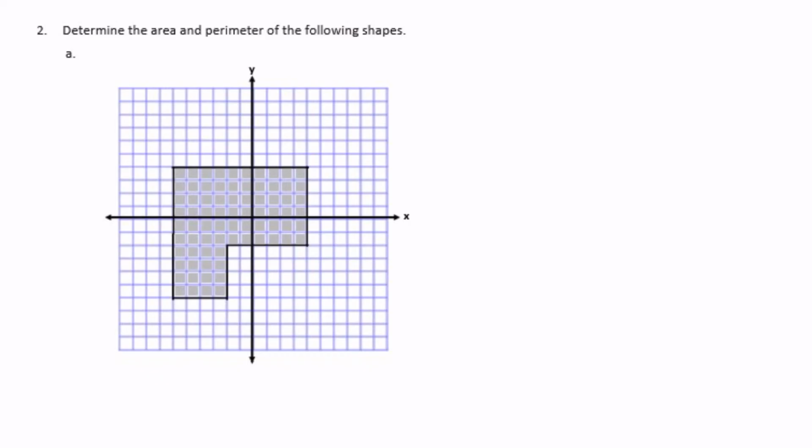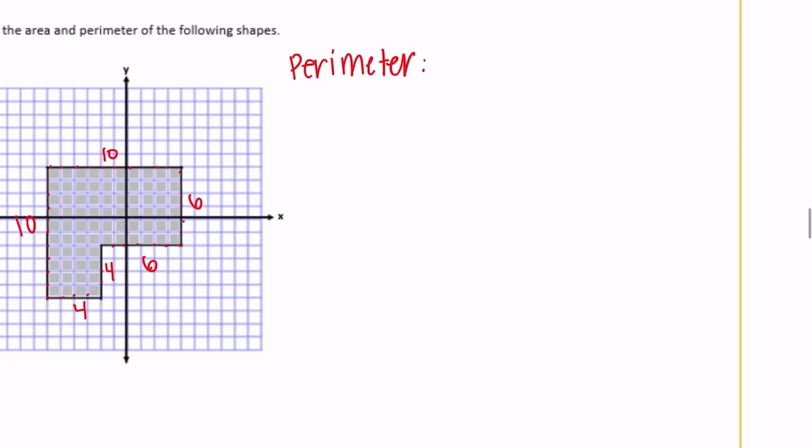Number 2, determine the area and perimeter of the following shapes. So we're back to finding the perimeter as well. Okay, so let's start with perimeter. We have 1, 2, 3, 4, 5, 6, 7, 8, 9, 10. This side is 4. This is also 4. 6, 6, and 10.